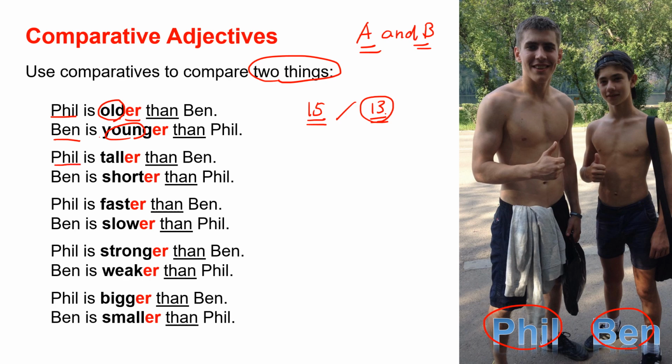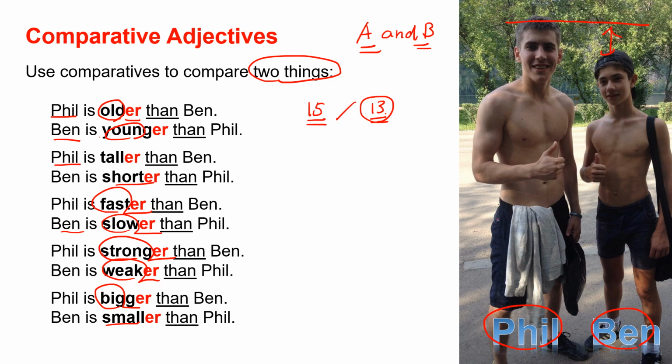As you see, Phil is taller than Ben, and Ben is shorter than Phil. Phil is faster than Ben. Ben is slower than Phil. Phil is stronger than Ben. Ben is weaker than Phil. Phil is bigger than Ben. And Ben is smaller than Phil.